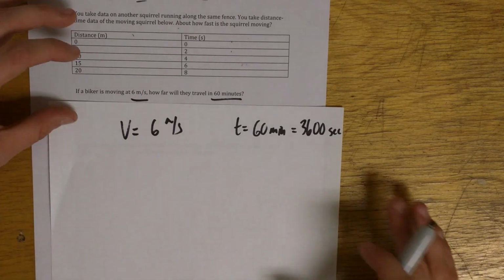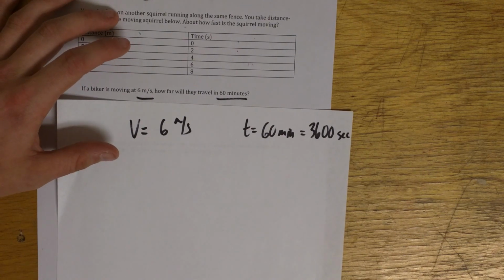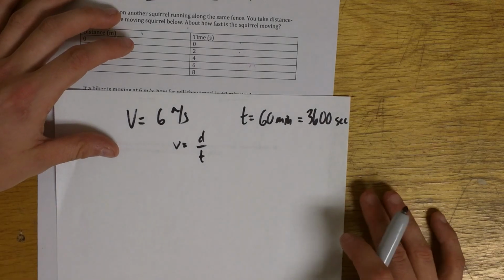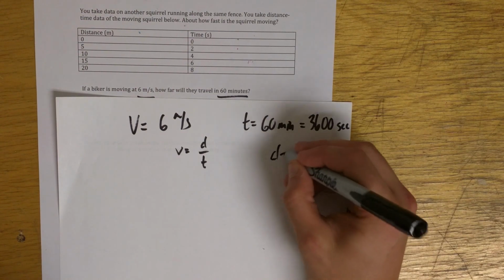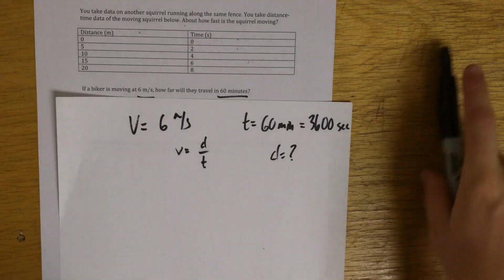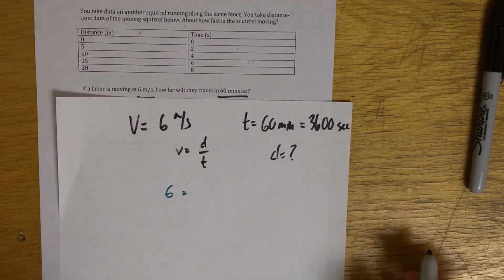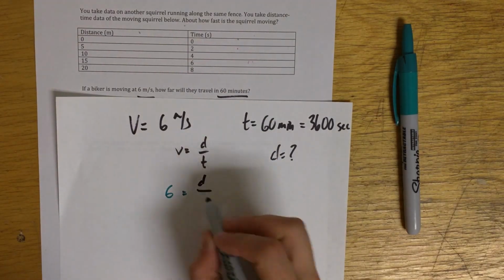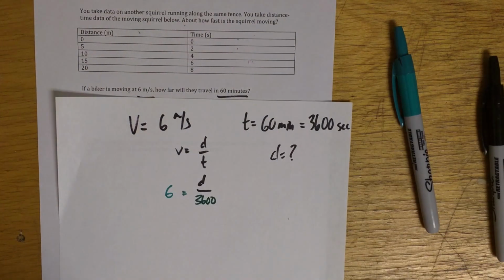Okay. So I could think about this in terms of my graph, or I could think about this in terms of the mathematical model that we developed in class, which is velocity is distance over time. How far will they travel? Well, I'm looking for a distance. Distance is question mark, and now you're just plugging stuff in. You have your velocity, 6. You don't know your distance, so call that a variable. There's d. Divided by, you do know your time. What's that? 3,600, because I'm converting this into seconds.